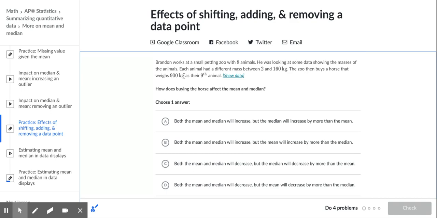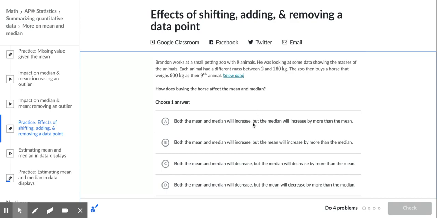So that's way higher, right? That's a major outlier compared to the rest of the data. So what is that going to do to the mean and the median? Remember that all of these data are different.